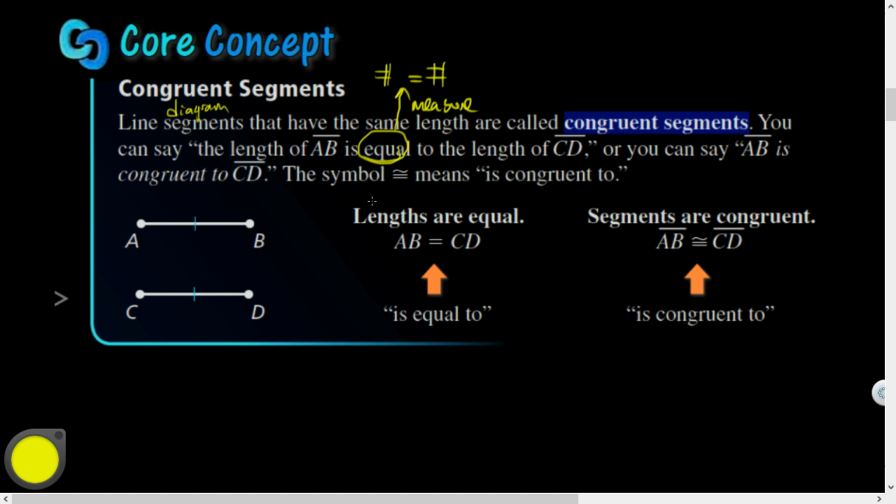So the symbol is read "congruent to." The lengths are equal, but the segments are congruent. That means the objects are the same in terms of shape and size and angle, if that existed for this, but they don't because these are line segments. So we could label these congruent like this. Notice I'm describing the object. Here I'm describing numbers. So numbers are equal, objects are congruent.